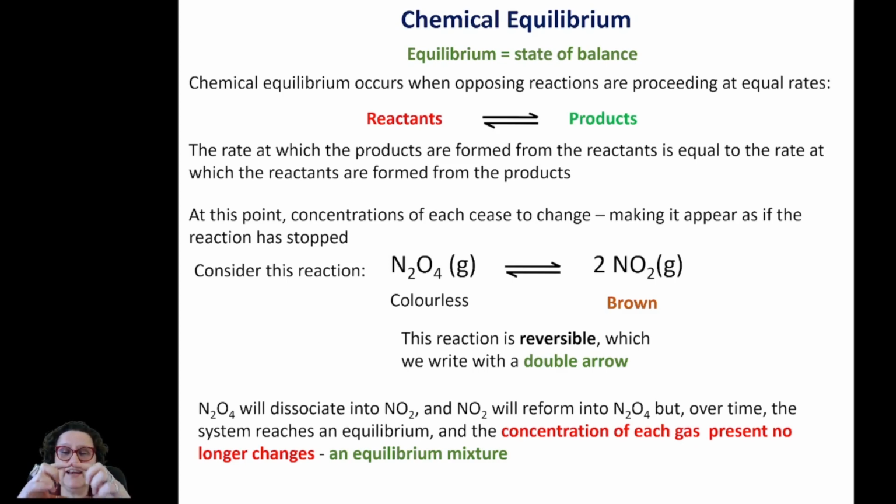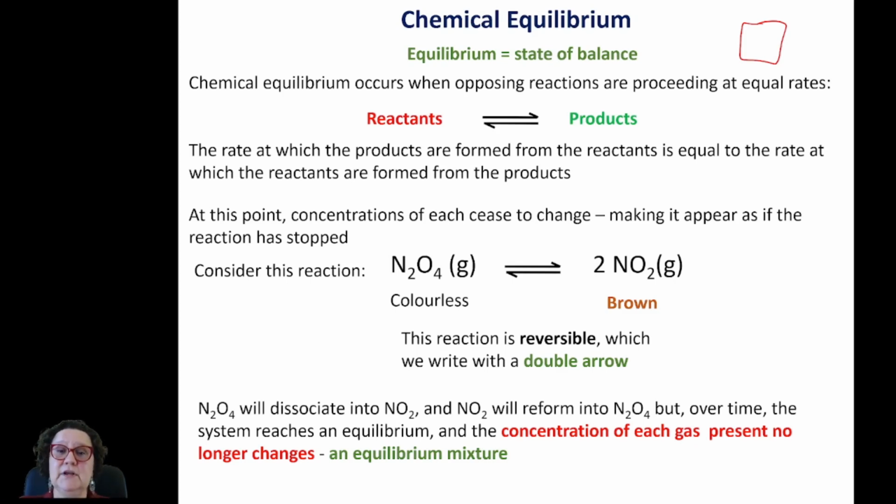But imagine that you are in a closed container. So the product has nowhere to go. There is a moment when that product is still there and it will start colliding with each other and it will start reacting back to give you the reactants. And at some point, those two reactions will happen at the same speed. That can happen with any reaction in theory.